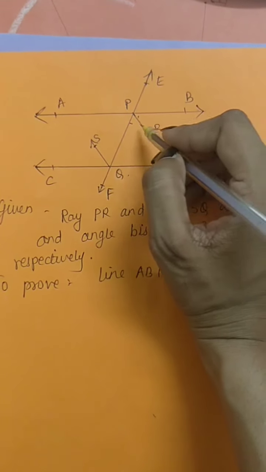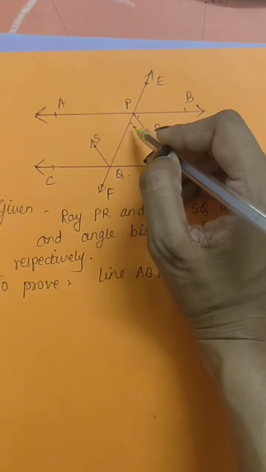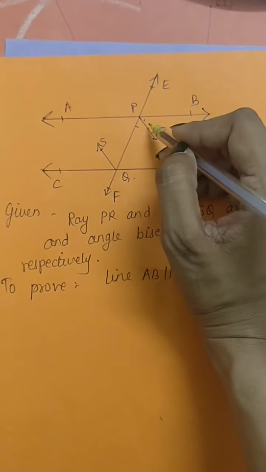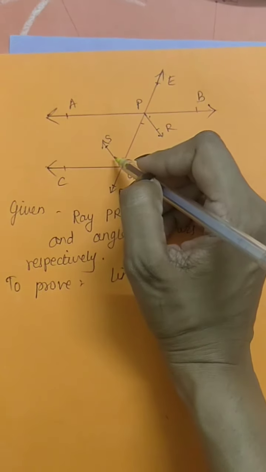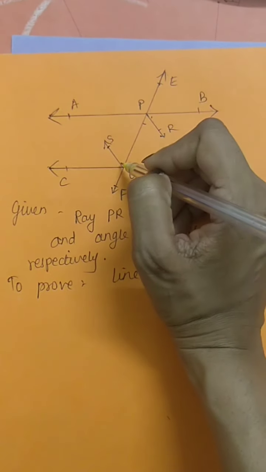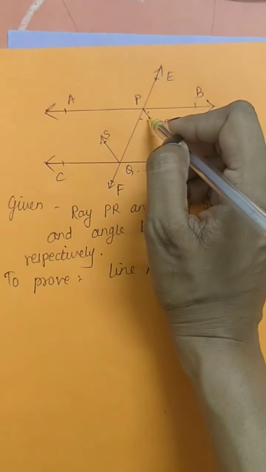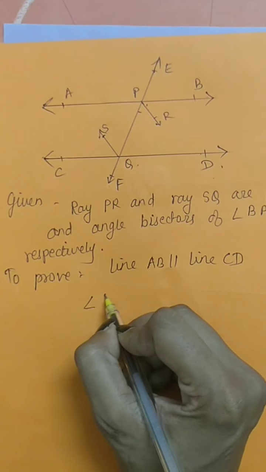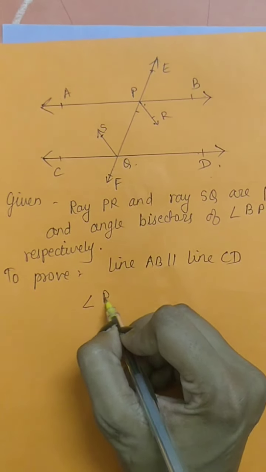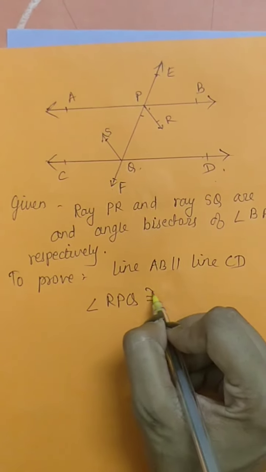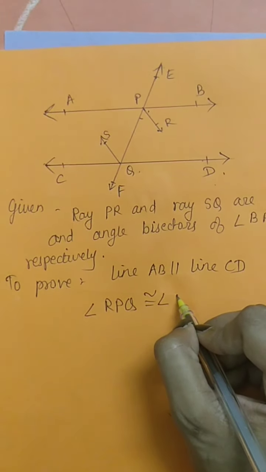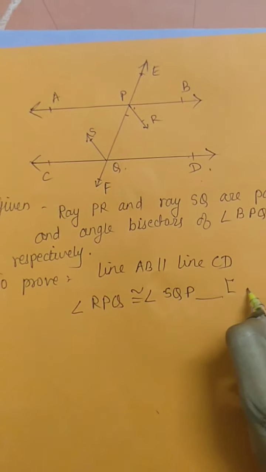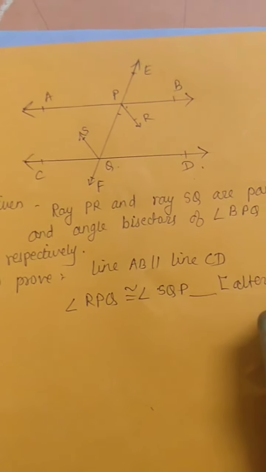Angle bisector means what? This total angle will be twice of this one angle. So if this is x, then the total angle will be twice of x. Okay, these two lines are parallel, that means this angle and this angle is congruent. Yes, so let's write angle RPQ is congruent with angle SQP. What is the reason? They are alternate angles.